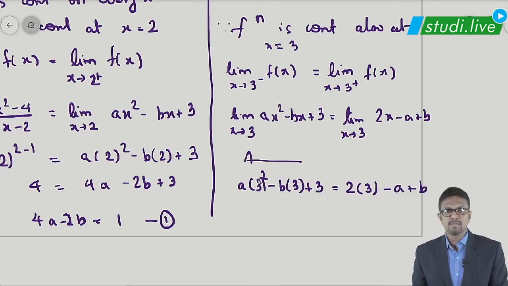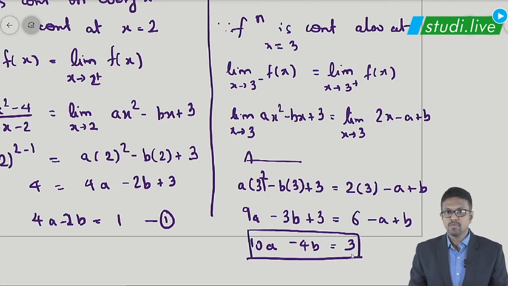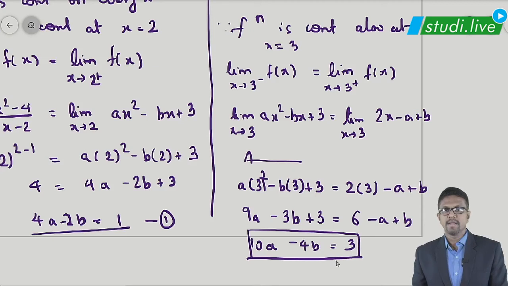So what is this? This is 9a minus 3b plus 3 is equal to 6 minus a plus b. So 9 minus of minuses, that is 9 plus a, so I will get 10a minus 4b is equal to 3. So this is the second equation that we are getting. It is 10a minus 4b is equal to plus 3. So these are the two equations that we have, 4a minus 2b and 10a minus 4b.